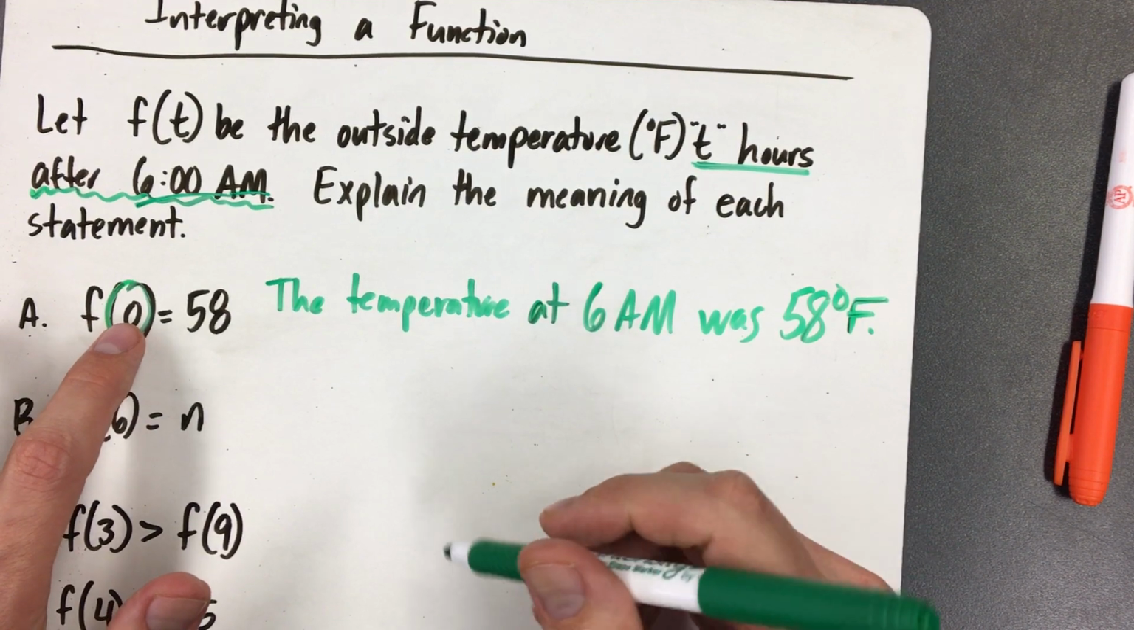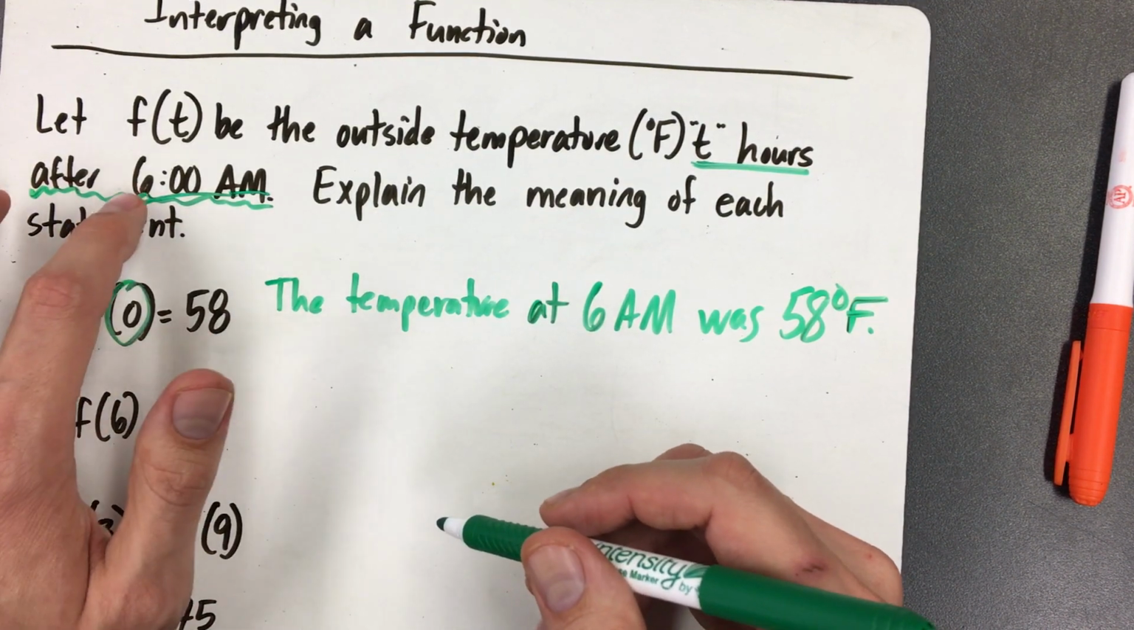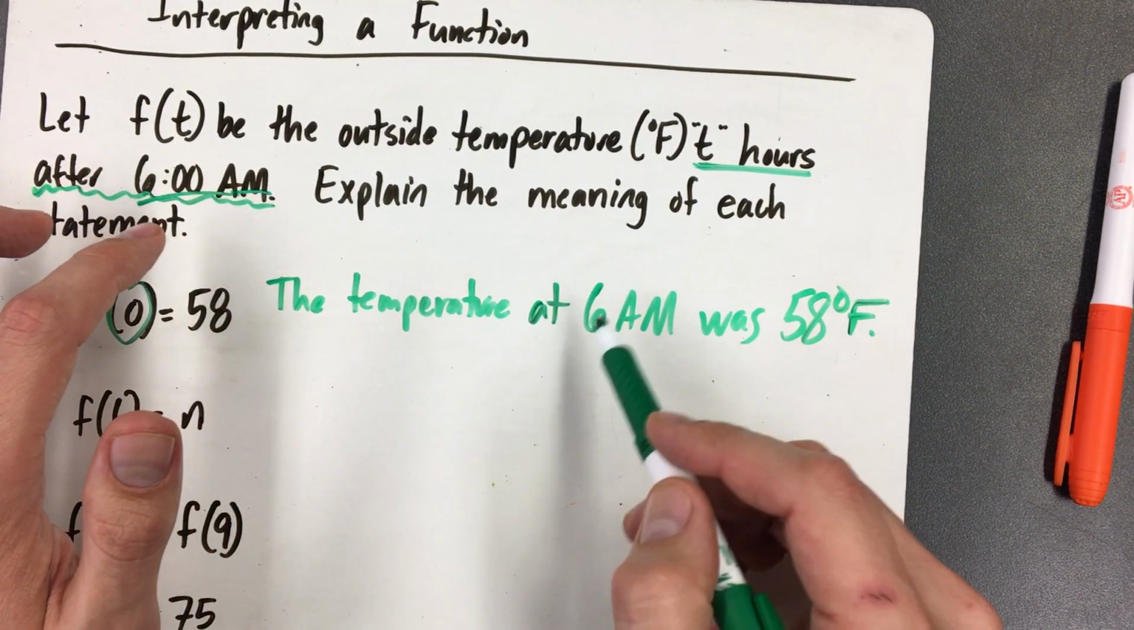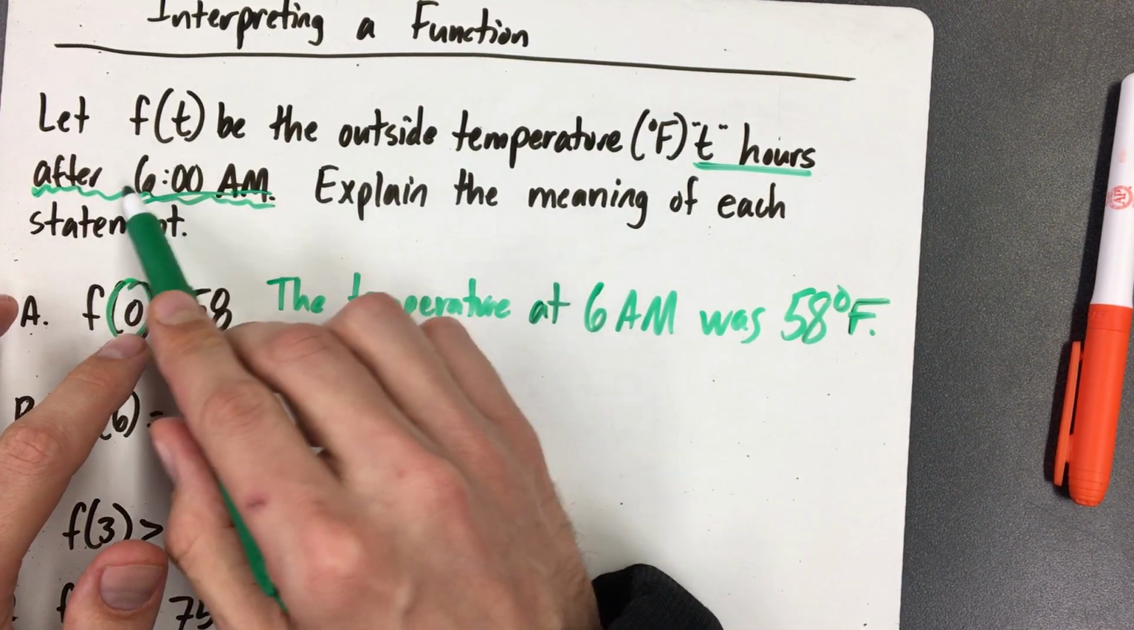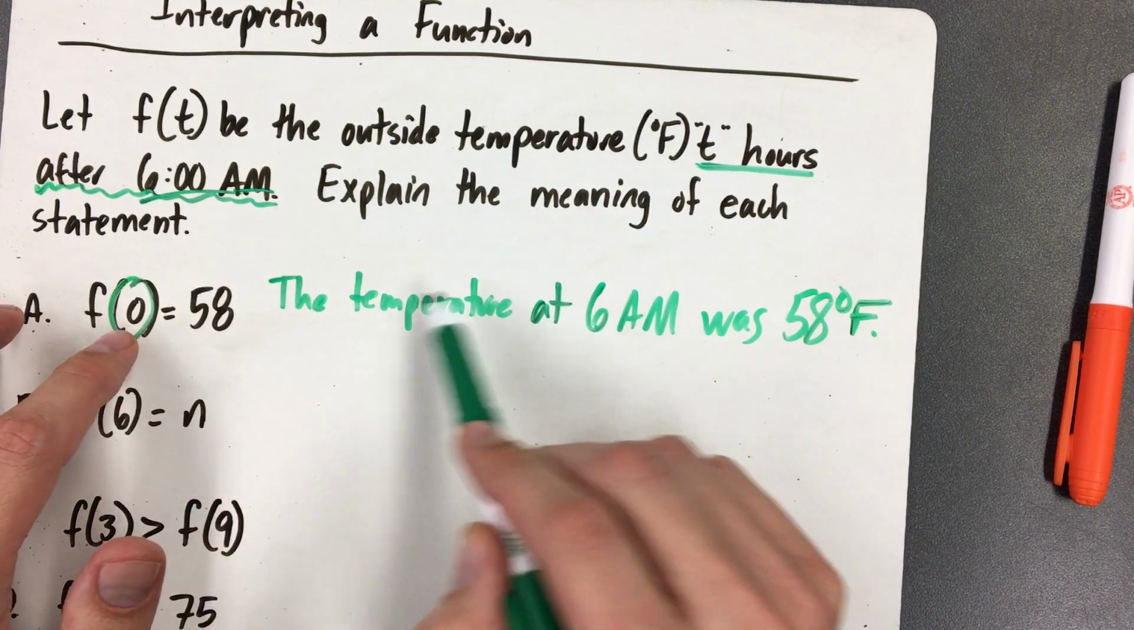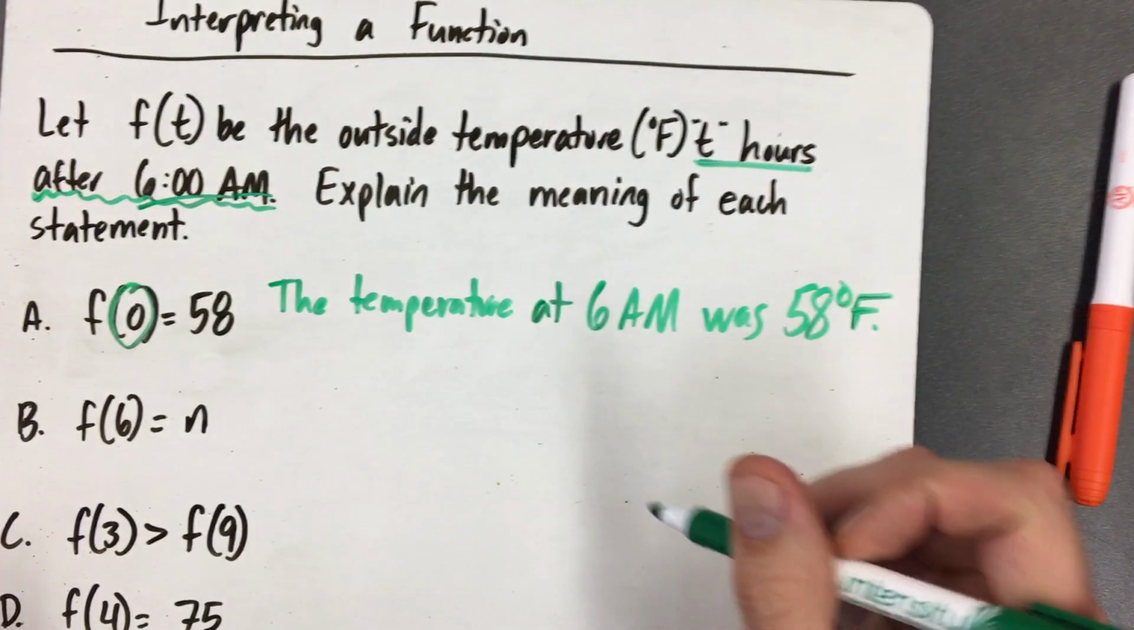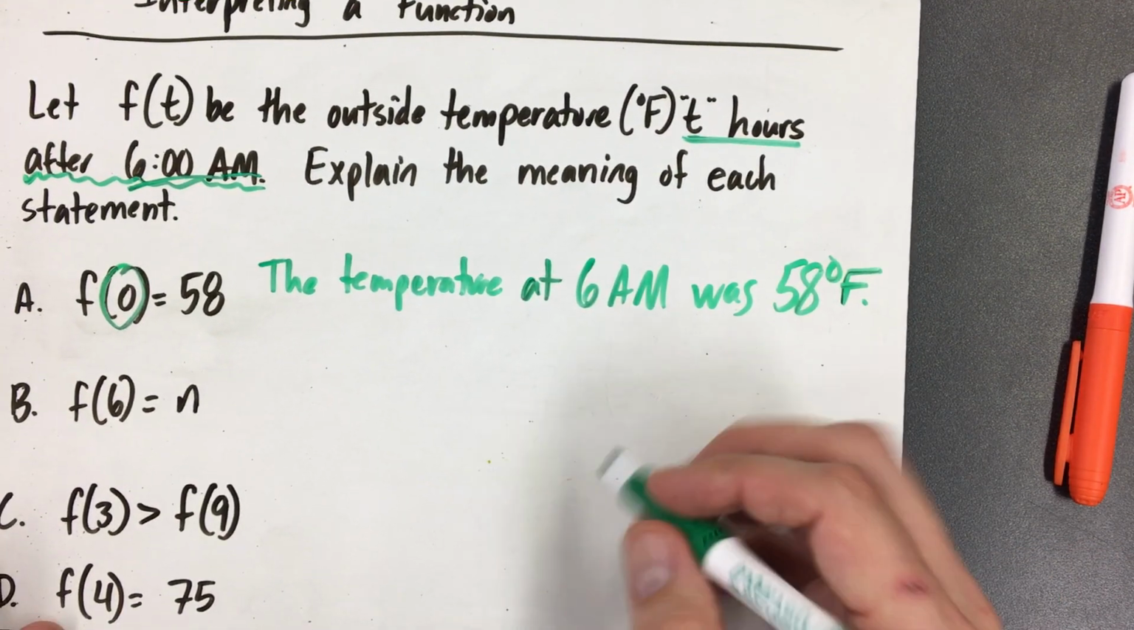All right, if this would have said a 1, if it would have been f parentheses 1, we would go 1 hour after 6 a.m. and we would say 7 a.m., right? The temperature at 7 a.m. was 58. If this had a 2 in here, we would add 2 hours to 6 a.m. and say 8 a.m. The temperature at 8 a.m. was whatever. So really all you have to do is just kind of interpret what it's saying.